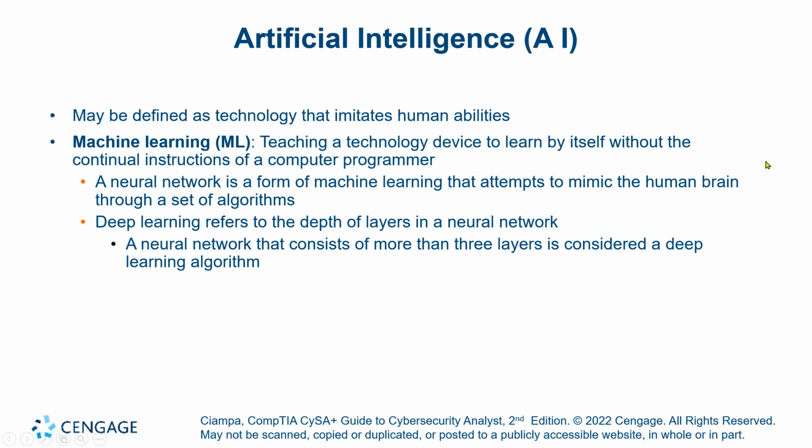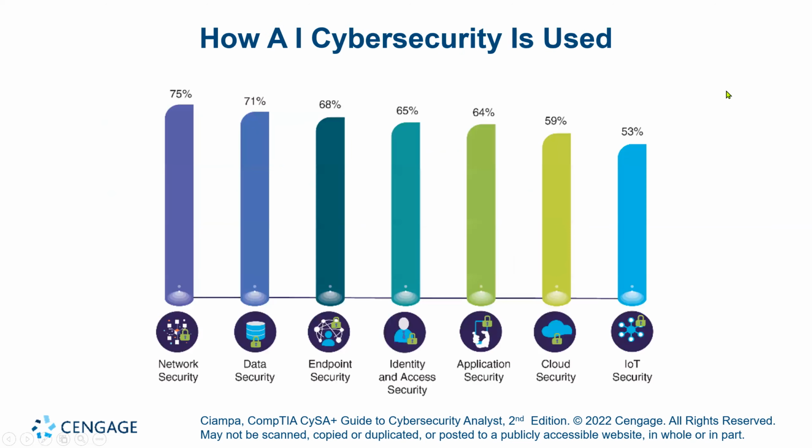AI, which we've just talked about, may be defined as technology that imitates human abilities. Then there's machine learning, teaching a technology device to learn by itself without continual instructions of a computer programmer. A neural network is a form of machine learning that attempts to mimic the human brain through a set of algorithms. Deep learning refers to the depth of layers in a neural network. A neural network that consists of more than 3 layers is considered a deep learning algorithm.